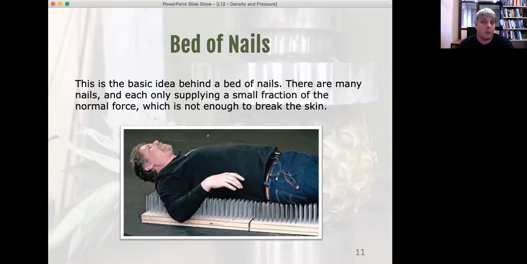If you lie on a whole bed of nails, then that force, the total normal force to support you, is now being split up amongst all of those nails. And each one only needs to provide a fraction of the normal force to support you as a whole. And now that force is not enough to actually puncture the skin and damage you in any way. So you can quite safely lie on a whole bed of nails, but you can't just lie on a single nail.